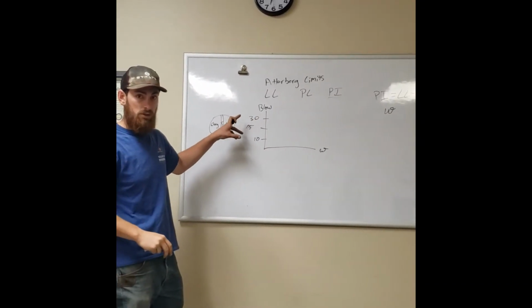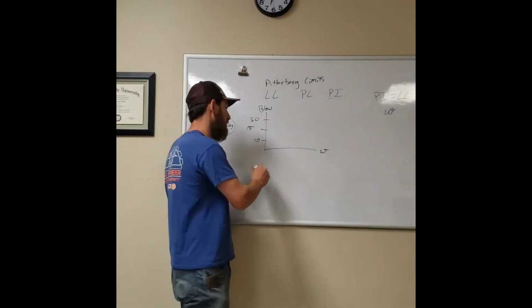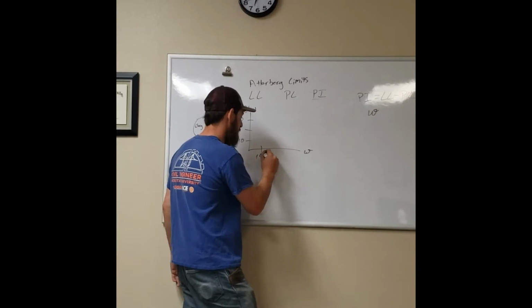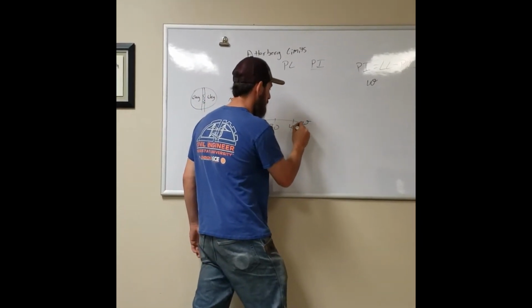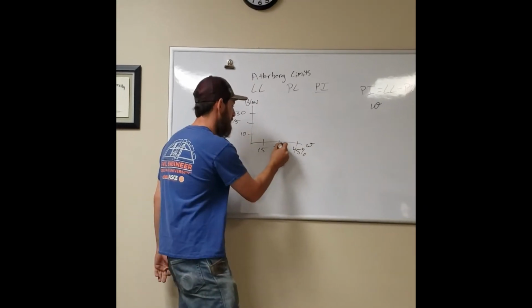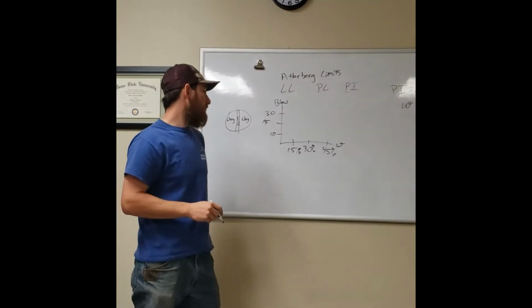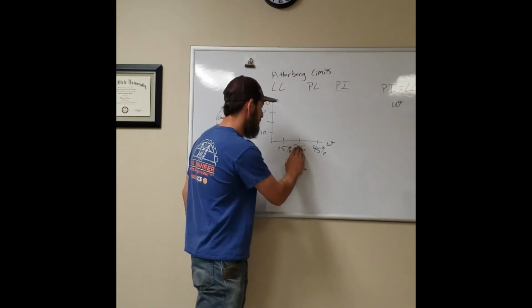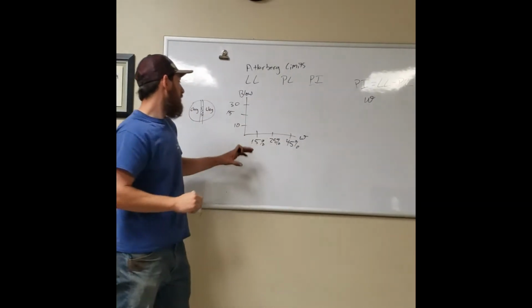In my table and my raw data, I'll have different blow counts, and for each one, I'll have to calculate the moisture content. So 15%, 30%, 45%, right? What's going to end up happening, I'm actually going to change that to 25%. I'll tell you why in a second.